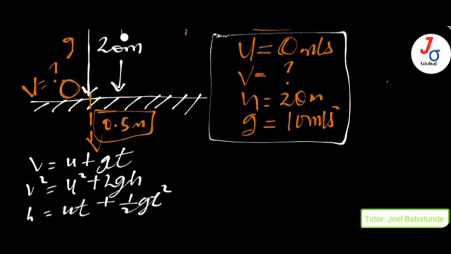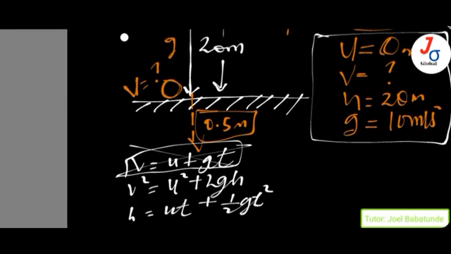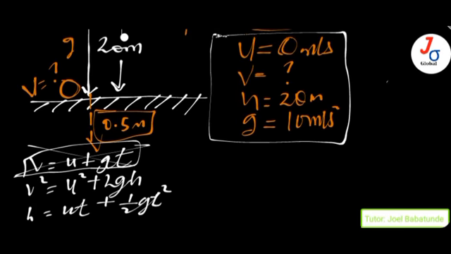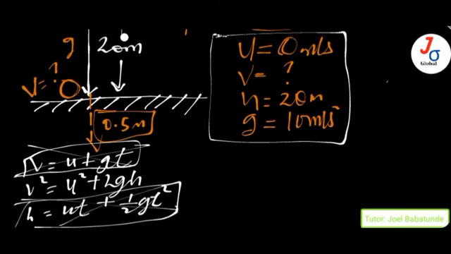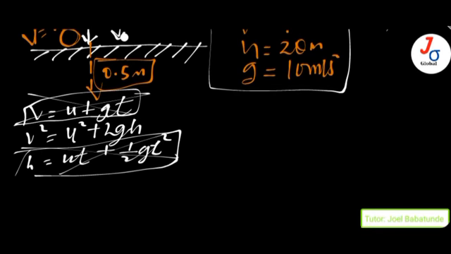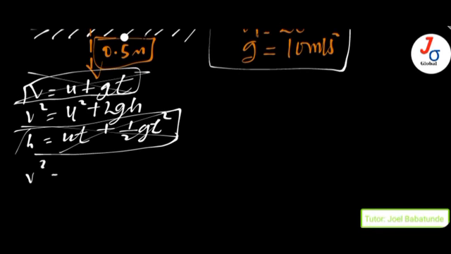If I use this first formula, I don't have a t. So that means in this question there is no t. Therefore all formulas that have to do with t are going to be cancelled. I can't use this, and I can't use this either, because of the t. So the only formula option I'm left with is v squared equals u squared plus 2gh. That's the only option I'm left with.